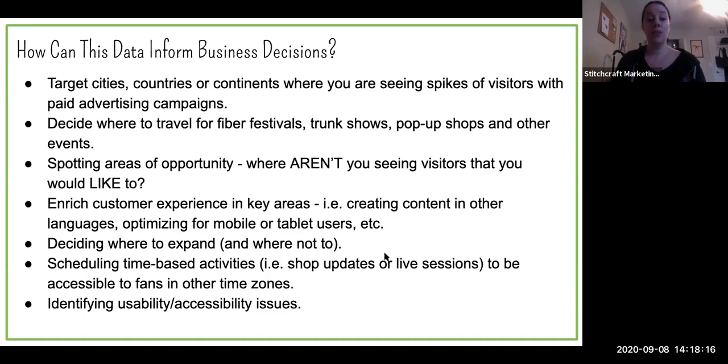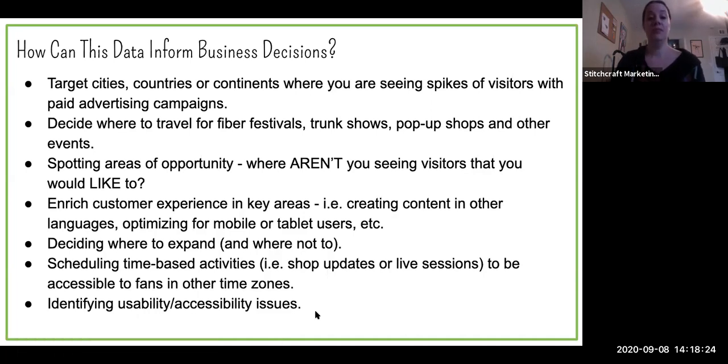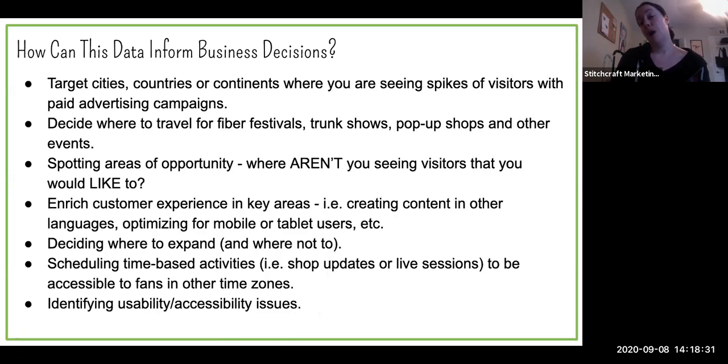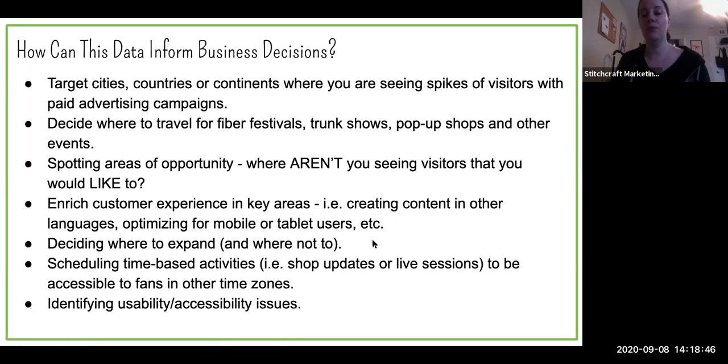And then, of course, identifying usability and accessibility issues. This is just one of many ways that you can try to find any issue that might pop up. For example, sometimes if you have a pop-up on your website that isn't configured for mobile and people can't exit out of it, that's going to frustrate them. They're going to exit out and that'll give you a high bounce rate. So that's one such usability issue that this kind of data could bring up for you.